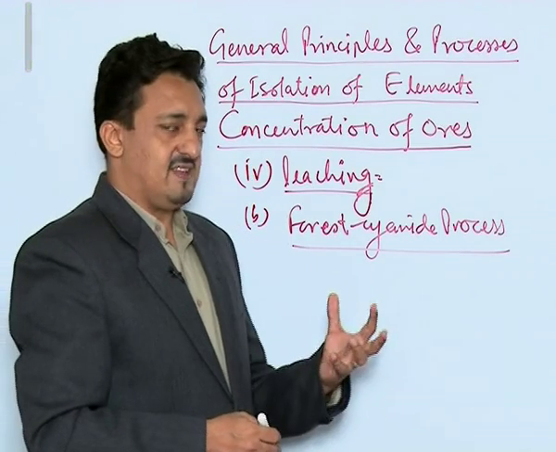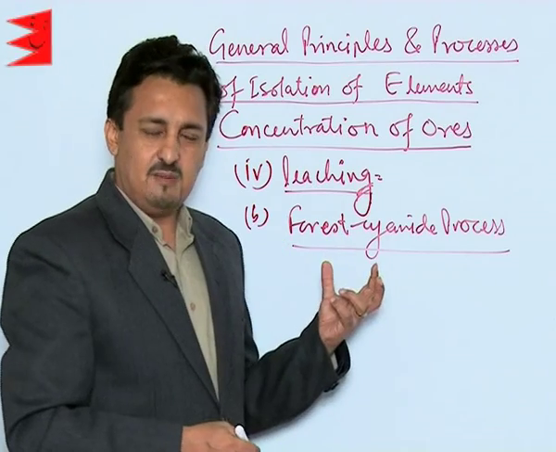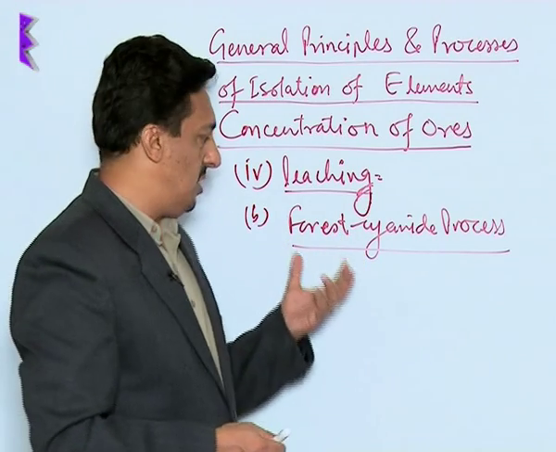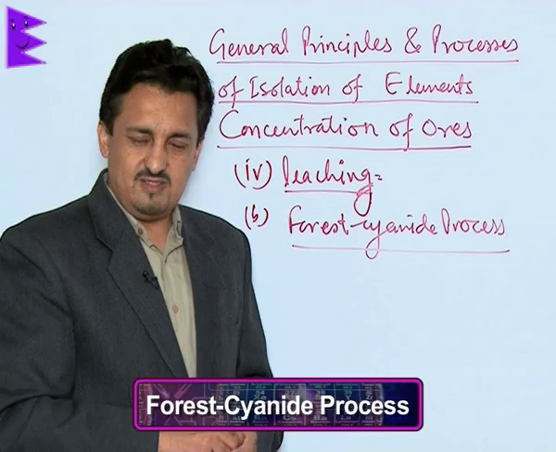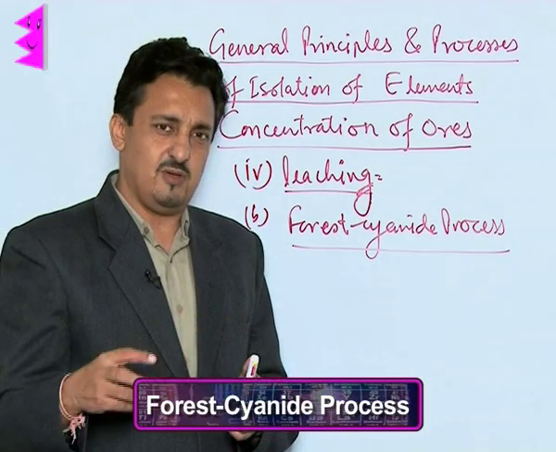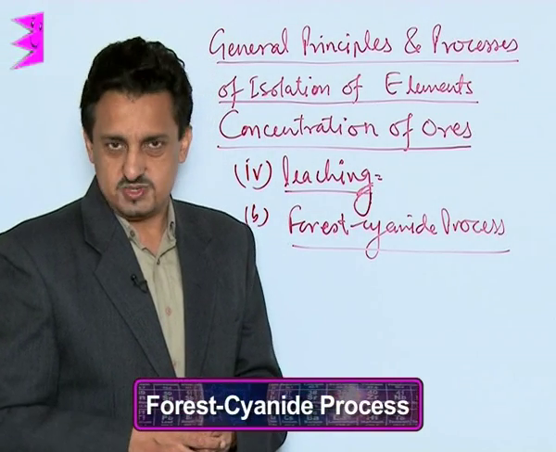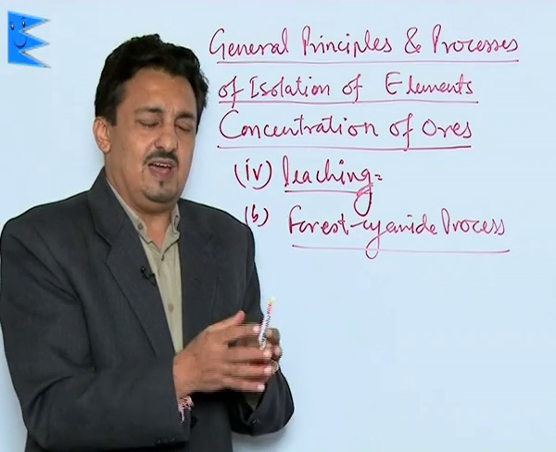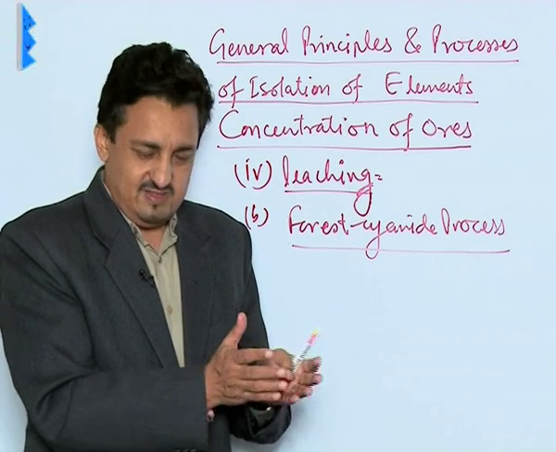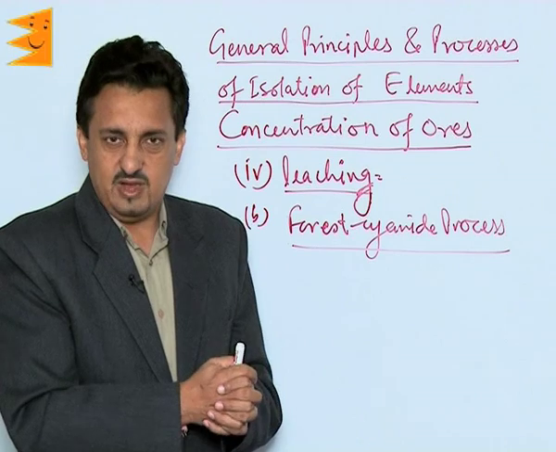There is another method discussed under the leaching subheading, the chemical separation method, called the cyanide process. It is also called MacArthur-Forrest cyanide process, mainly done for silver and gold ores. We know that silver or gold ores either exist in the native state, or the silver one also exists in the form of a sulfide ore.